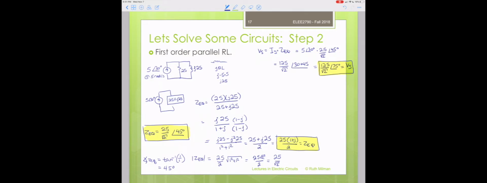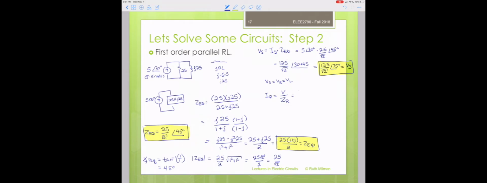Now, once we have that voltage, calculating everything else in the circuit becomes really easy, because we know that the voltage of the source is equal to the voltage of the resistor is equal to the voltage of the inductor. So, if we want to get the rest of the currents in the circuit, all we have to do is pay attention to Ohm's law for current. So, let's look at the resistor first. The current in the resistor is equal to the voltage divided by the impedance of the resistor.